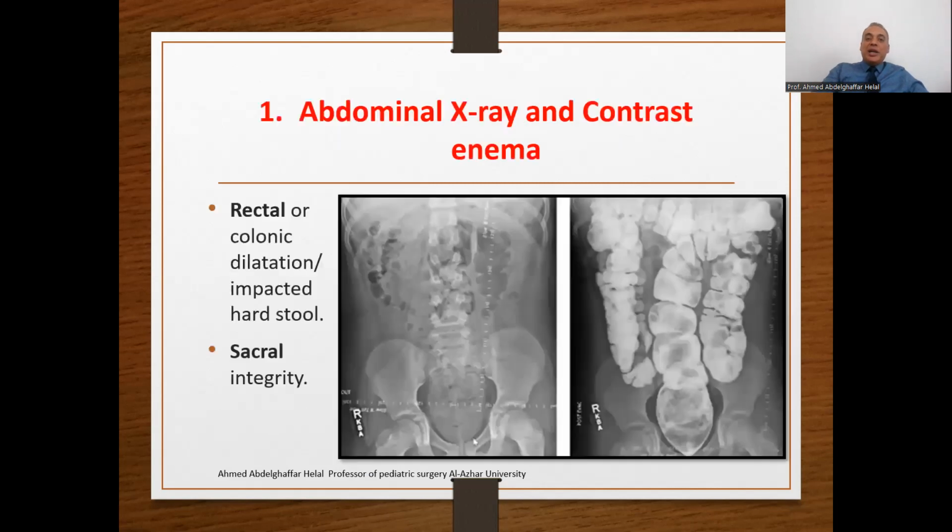Five essential investigations must be ordered by the pediatric surgeon to evaluate a child with functional constipation with failed maximal medical therapy. Number 1, abdominal X-ray and the contrast enema will show the rectal colonic dilatation, impacted hard stool, and also assess the sacral integrity. As we see in this X-ray, this is large, hard, impacted stool in the rectum. And this is the same patient with a contrast enema. We will see this is the impaction. These black spots are impacted hard stool.